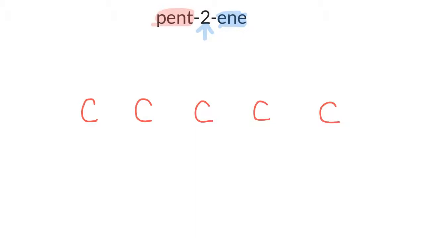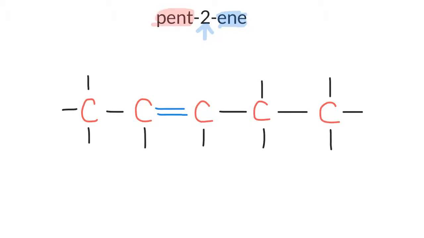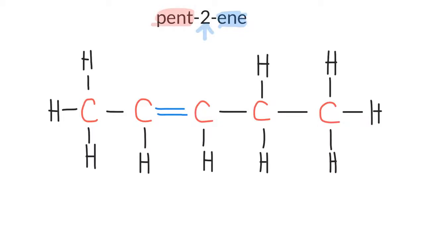So, starting on my second carbon, I'll draw a double bond. And then just remember, each carbon should have a total of 4 bonds. Like this. And unless otherwise indicated, all the space is filled up by hydrogen. So there you have pent-2-ene.